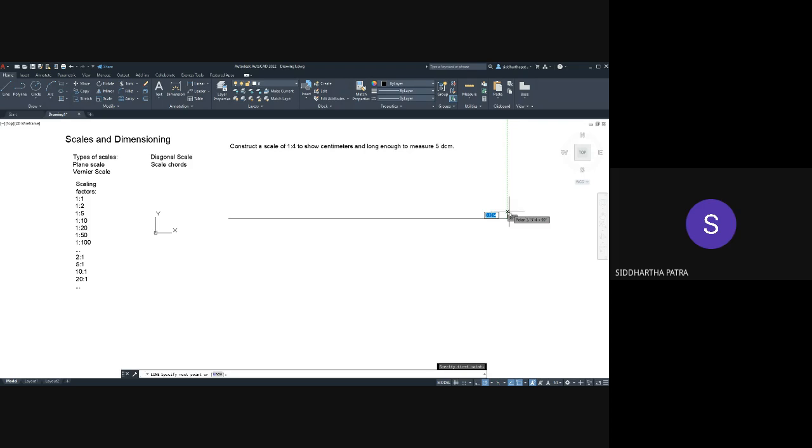Okay, so I have gone 125 to the right. So now 5 millimeter, and then 125 on this side, and finally I'll join these two lines. Okay, now this whole length, which may be 125 millimeter, is supposed to represent 5 decimeters.